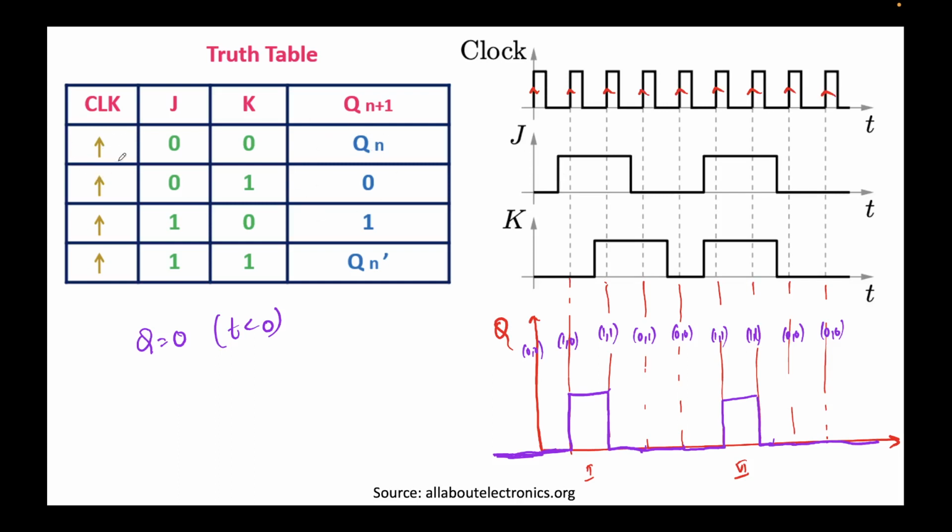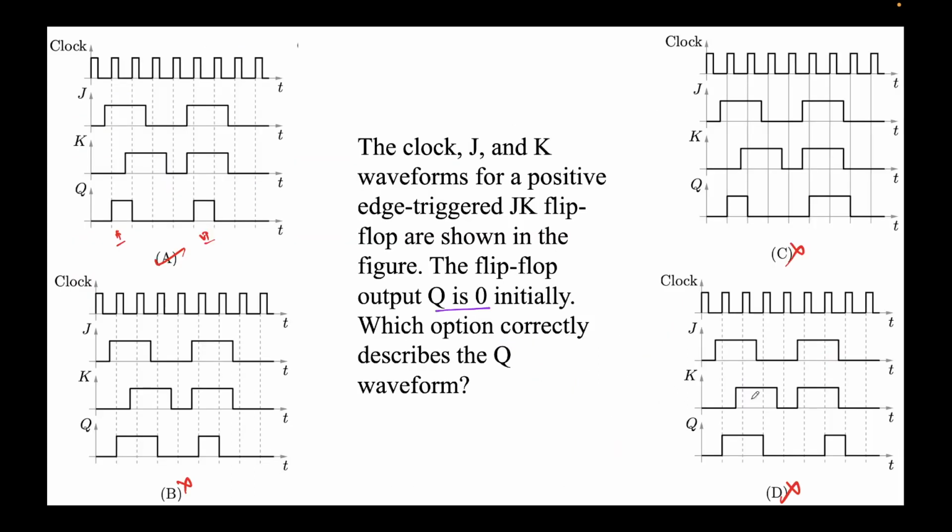This denotes a positive edge triggered, as that means the J and K values will only matter at the positive edge of the clock. So this is the clock, and I have highlighted the rising edge or the positive edge. We saw whatever the values of J and K are, we applied the truth table on that, and we saw all the 4 conditions: no change, set, reset and toggle. And we obtained this waveform, which happens to be option A in this case.